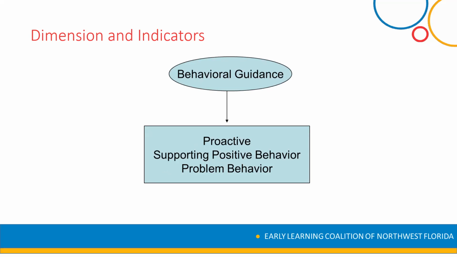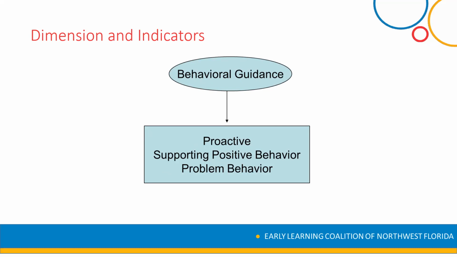Behavior guidance. And I want you to focus on the fact that for toddlers, it's guidance, not management. Toddlers don't come to you knowing the difference between right and wrong, which is why they hit. They don't realize the hitting hurts or that it's wrong. So when we think about behavior guidance, it's about being proactive. It's about supporting that positive behavior, and it's about minimizing the problem behavior.